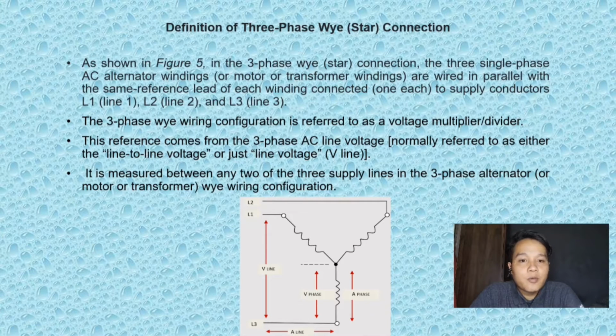Next, the three-phase WYE wiring configuration is referred to as a voltage multiplier or divider. This reference comes from the three-phase AC line voltage, normally referred to as either the line-to-line voltage or just line voltage, V line. It is measured between any of the three supply lines in the three-phase alternator or motor or transformer WYE wiring configuration. So that's all from me.